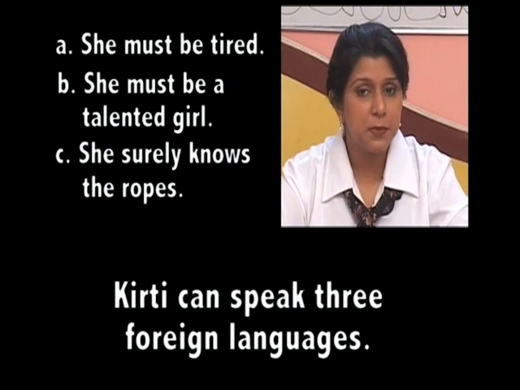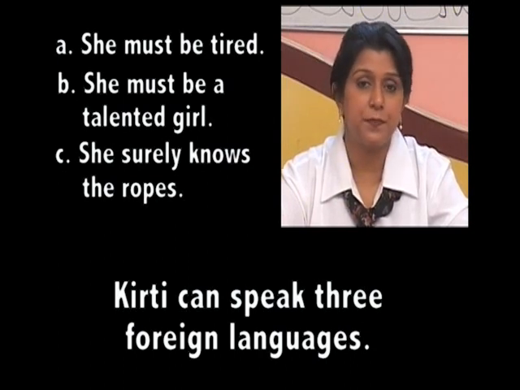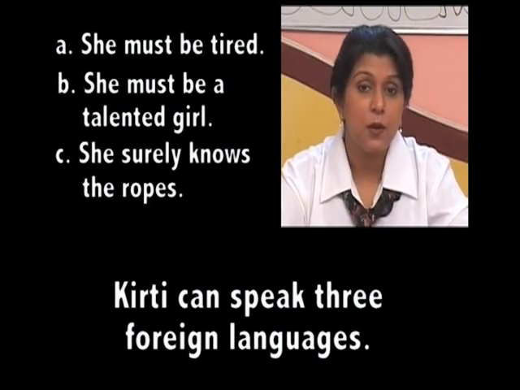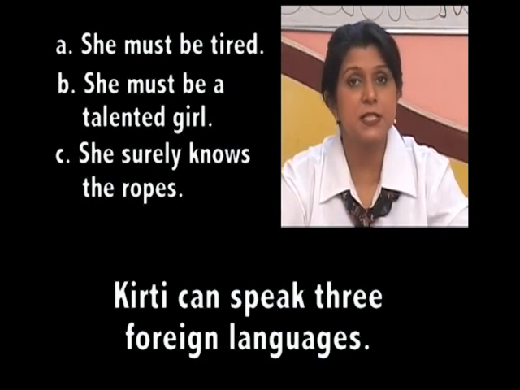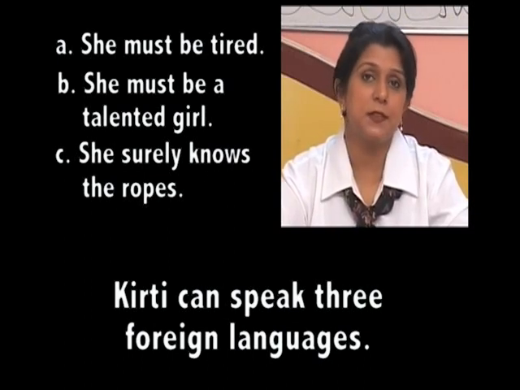The next sentence is, Kirti can speak 3 foreign languages. And your options are A, she must be tired. B, she must be a talented girl. C, she surely knows the ropes. A, she must be tired. B, she must be a talented girl. Or C, she surely knows the ropes.